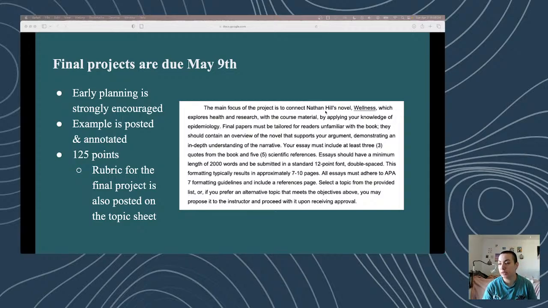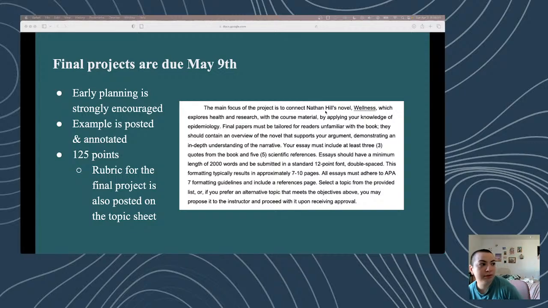I know what it looks like when someone tries to give me a SparkNotes summary of a book. You have to go deep enough in this paper to show me that you've read the book and understand it deeply. And you have to present it in such a way that the reader is familiar with the background of the book enough to understand your argument. So they should contain an overview of the novel that supports your argument, demonstrating an in-depth understanding of the narrative. Again, look to the example to see how that can be done.